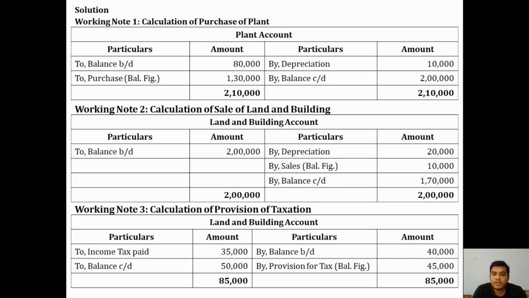So it is very much simple. For the assets, we consider opening balance on the debit side. For the liabilities, we consider opening balance on the credit side. So by balance brought down 40,000, to balance carried down 50,000. As we have paid income tax, it will come on the debit side: to income tax paid 35,000. The balancing figure is 45,000. So it shows the provisions we have created for tax for that particular year is 45,000. The income tax paid and the provisions for taxation, both of these will be transferred to operating activities.